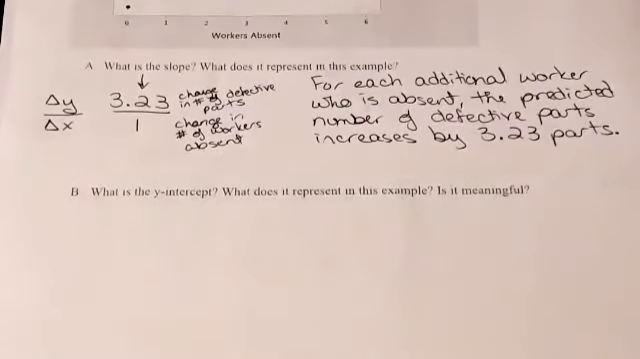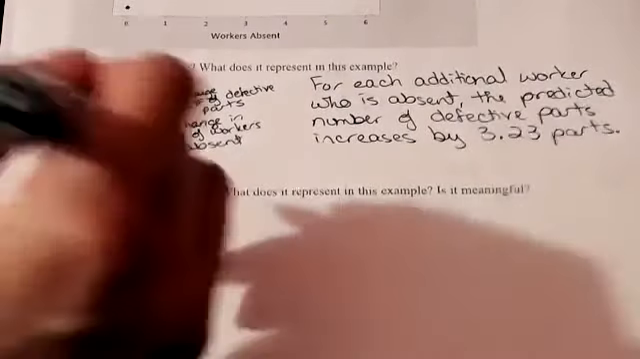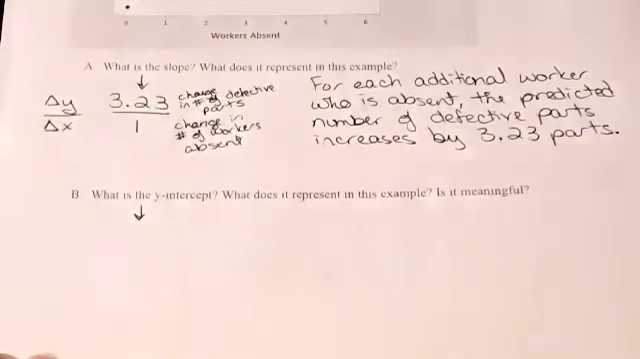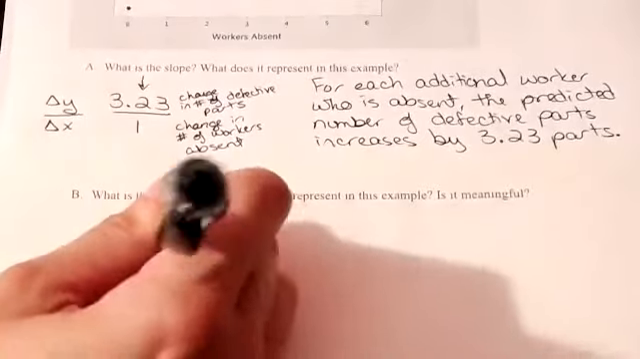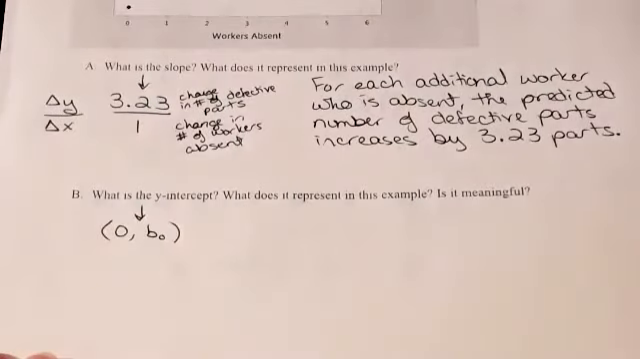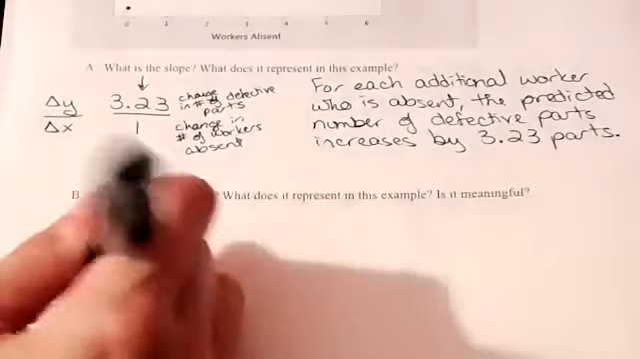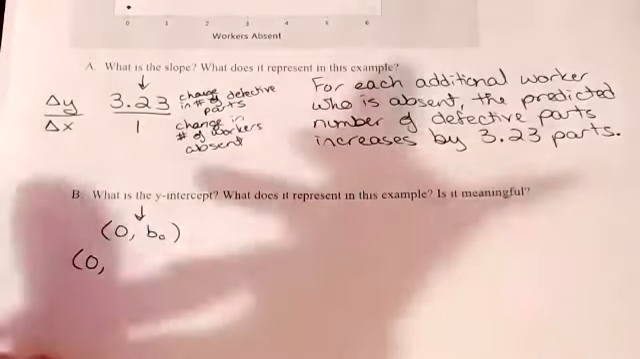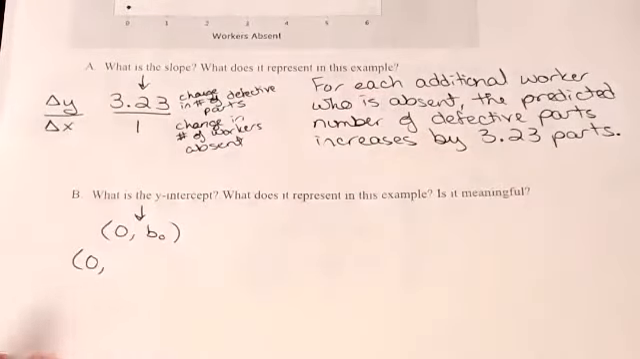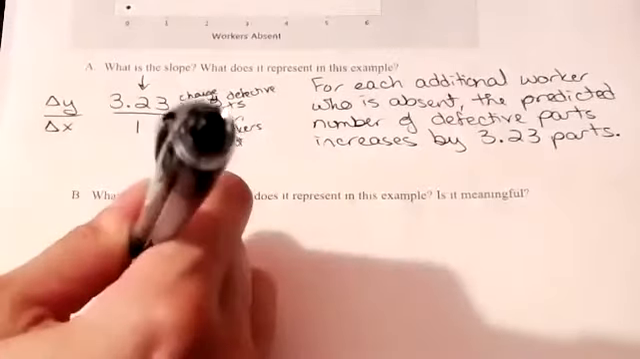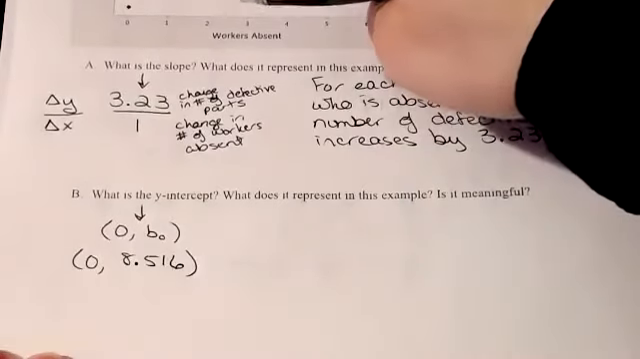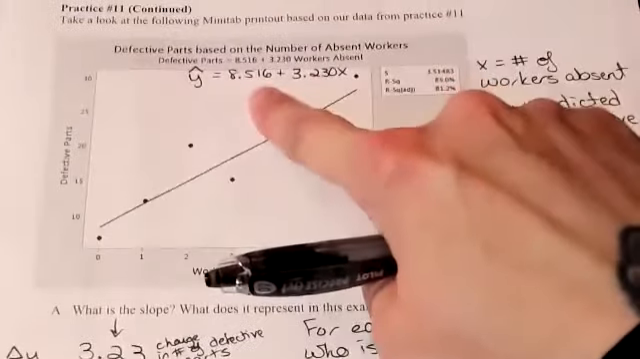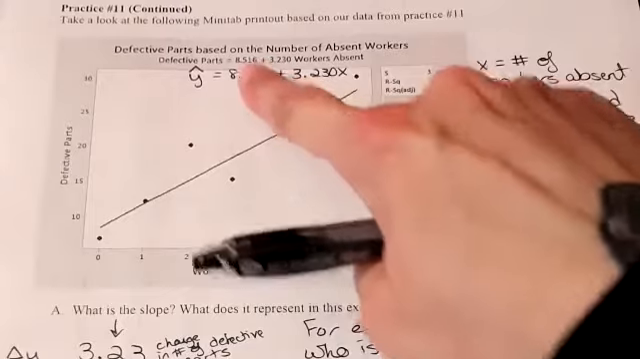What is the y-intercept? We know that the y-intercept is our b sub 0. So I'm going to write 0, comma b sub 0. And we found that b sub 0, according to the formula, because I'm going to use the 3 places, not 2 like we did, I'm going to write 8.516. Your y-intercept is 0, comma 8.516. That comes from the formula up here. Your y-intercept, there's your slope.